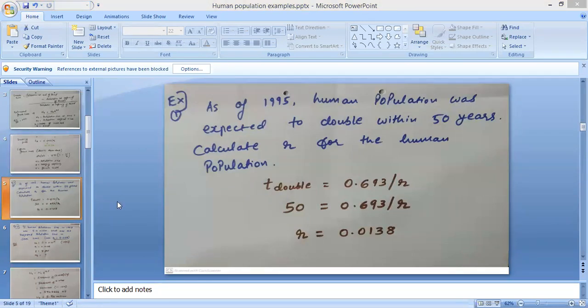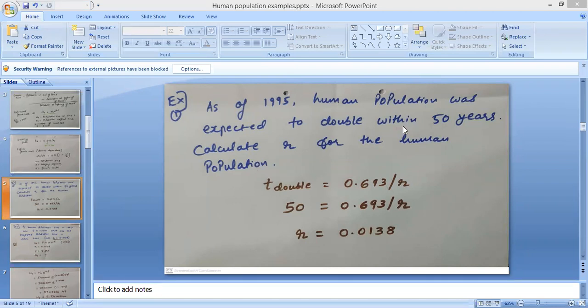Any doubt in the calculations, just quickly tell me. I'll give you a chance to unmute also if there is any serious question regarding any of the points. Don't hesitate. As of 1995, the human population was expected to double within 50 years. Calculate r for the human population.